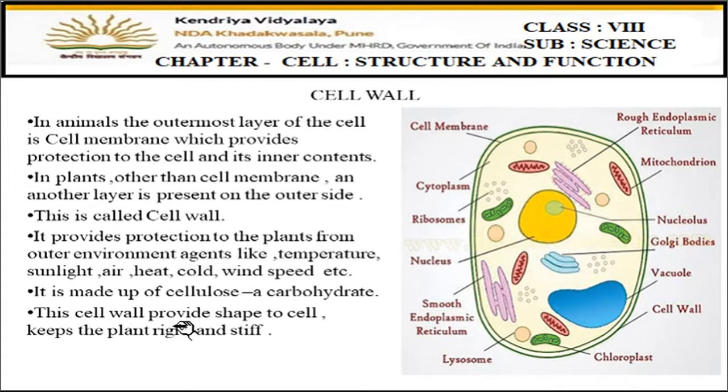And along with this, the cell wall provides shape to the cell, and it also keeps the plant rigid and stiff, right? Animals can turn around here and there in any direction, which means animals are flexible, but plants are not flexible at all. If you bend a plant up to a certain extent, it will bend, but after that the stem of the plant will break into pieces. So that hardness, that stiffness in the plant is due to the cell wall. It keeps the plant straight, hard and stiff, fine. So flexibility is not there in the plant cell.